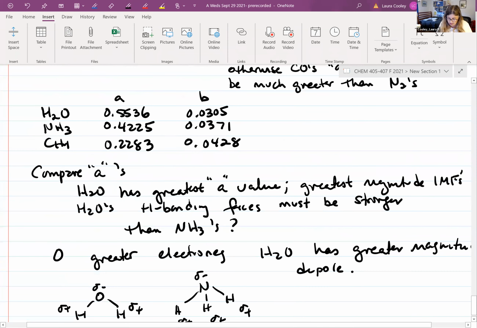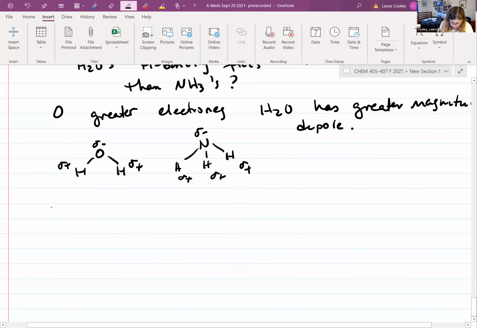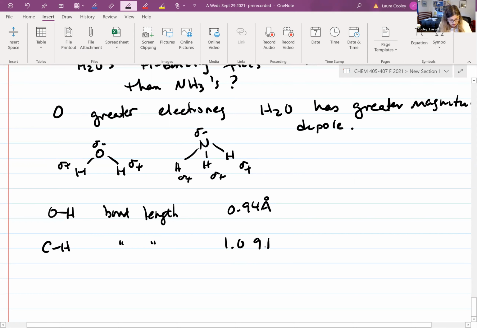Now, as far as the size, the B factor, the B value, you could see that the size increases as you go from water to methane, according to this. In fact, if we go down here, I'll write down that the OH bond length is 0.948 angstroms, whereas the CH bond length is 1.091.